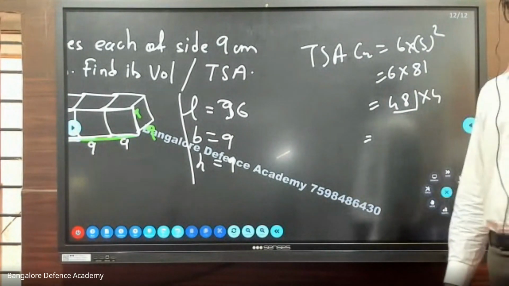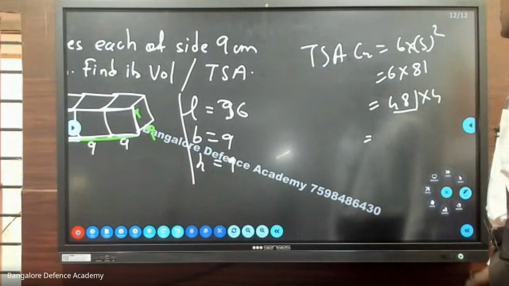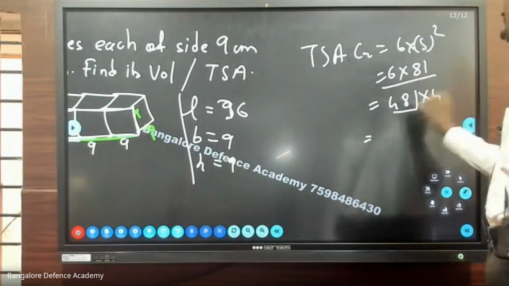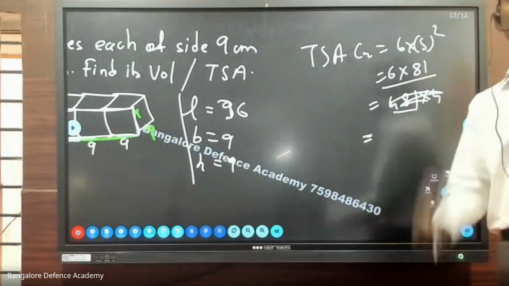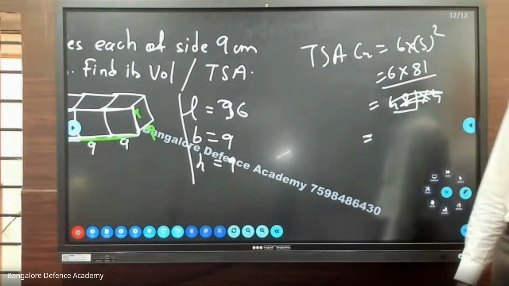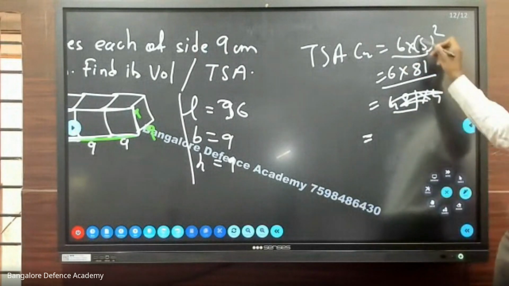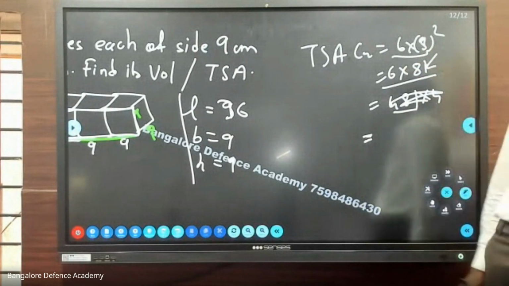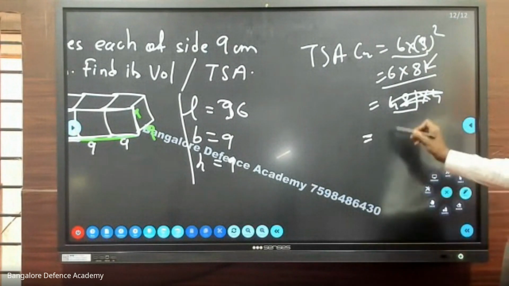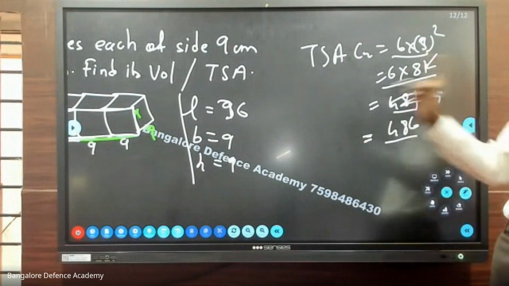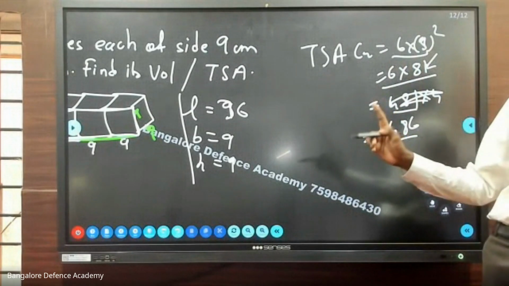486. What happened? No. Do 81 into 6 quickly. We'll check whether your step is correct. I'll tell you what mistake you have. 6 into 9 square. 9 square is 81, so it is 486. This is for how many cubes? 1 cube. 1 cube total surface area.